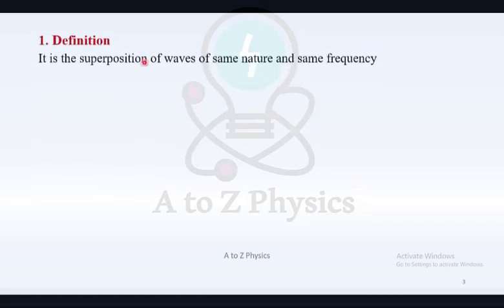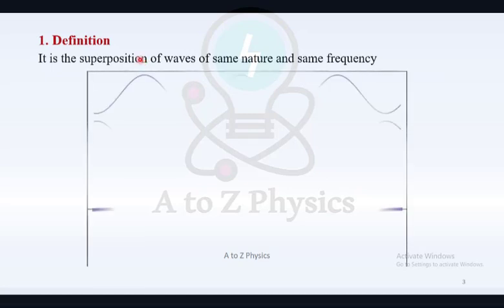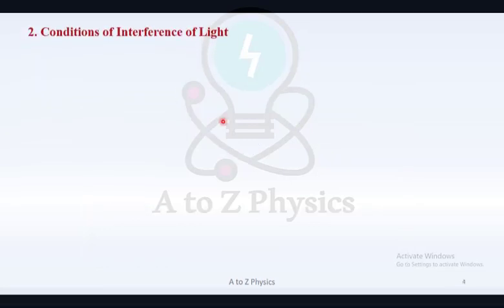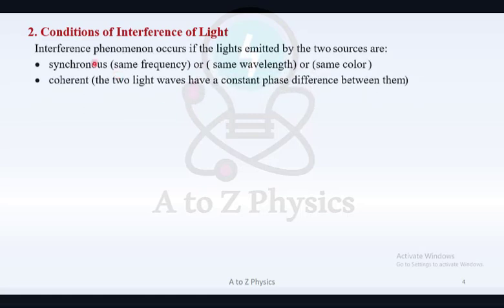So we are going to start things off by defining interference, which is a phenomenon that occurs when two waves interact with each other. By definition, interference is the superposition of waves having same nature and same frequency. In order for interference to take place, two conditions must be satisfied.